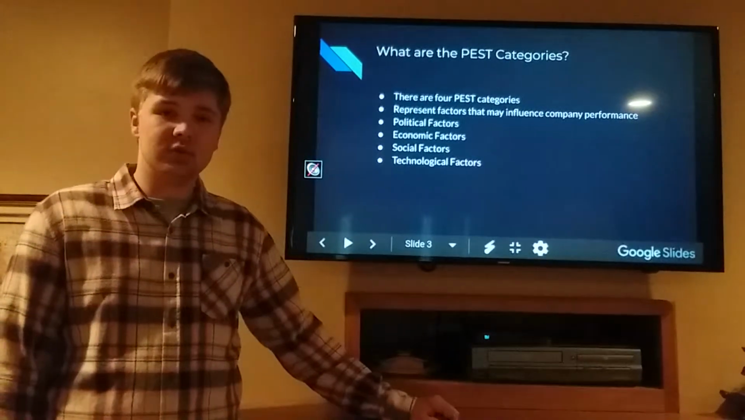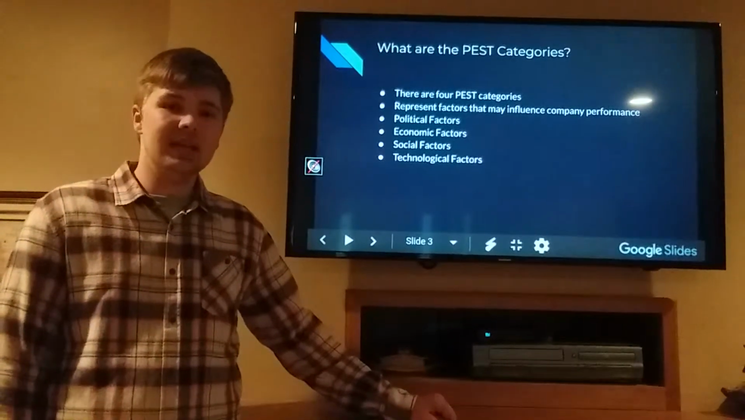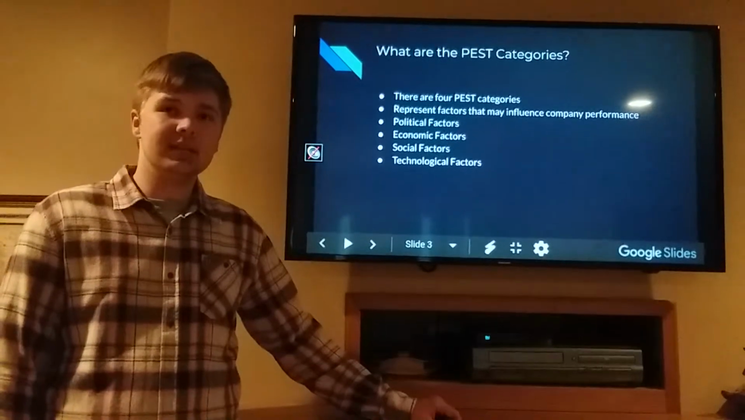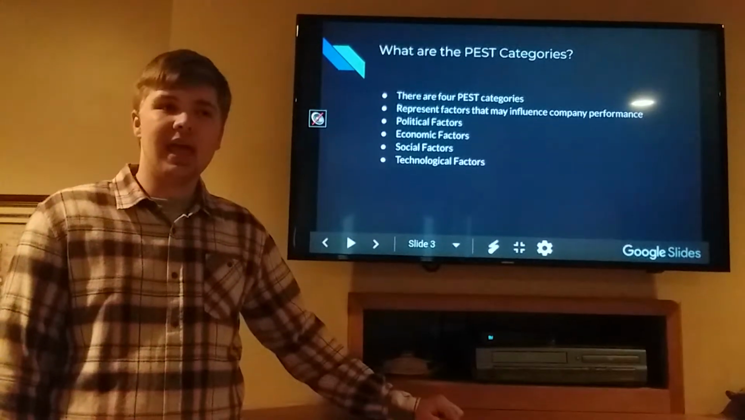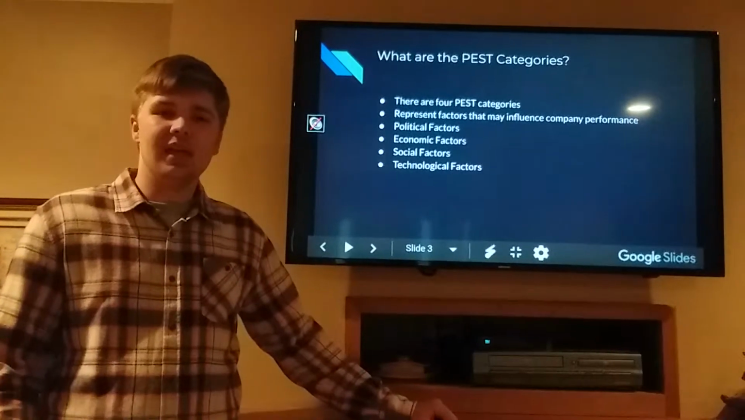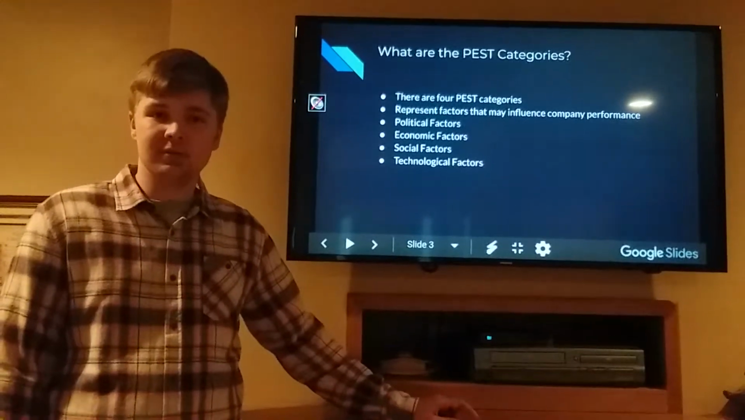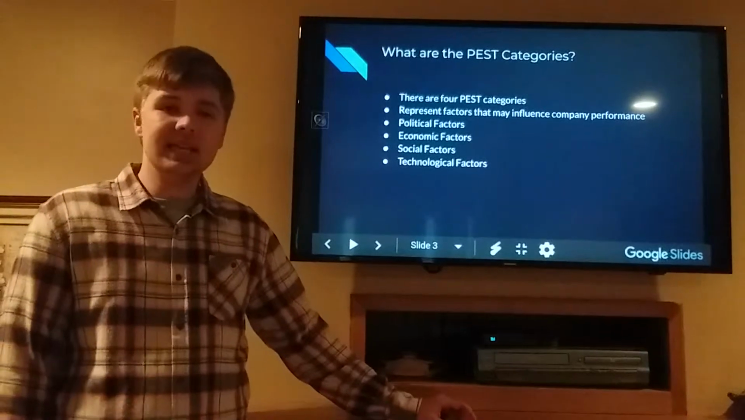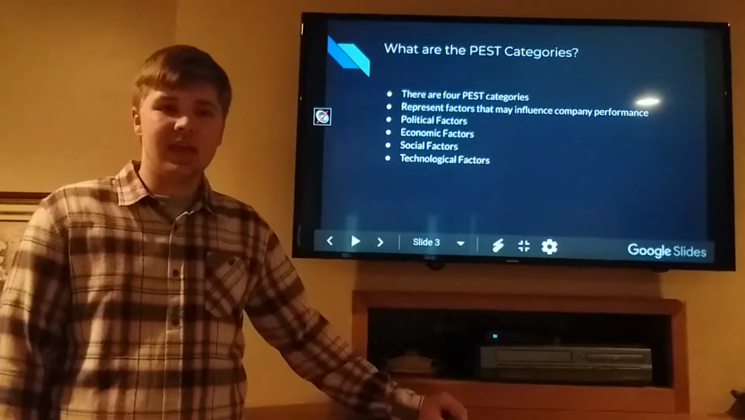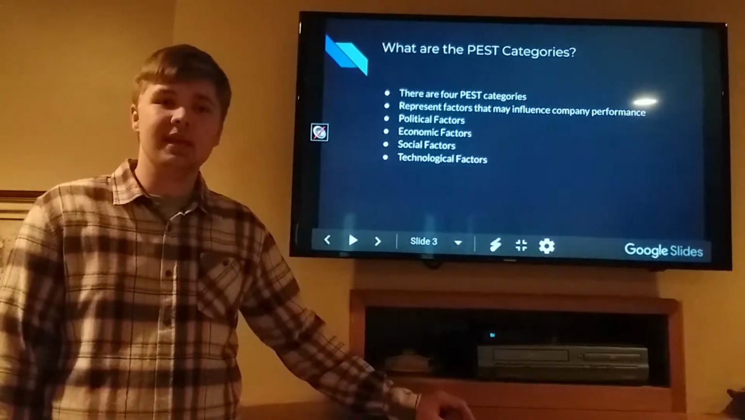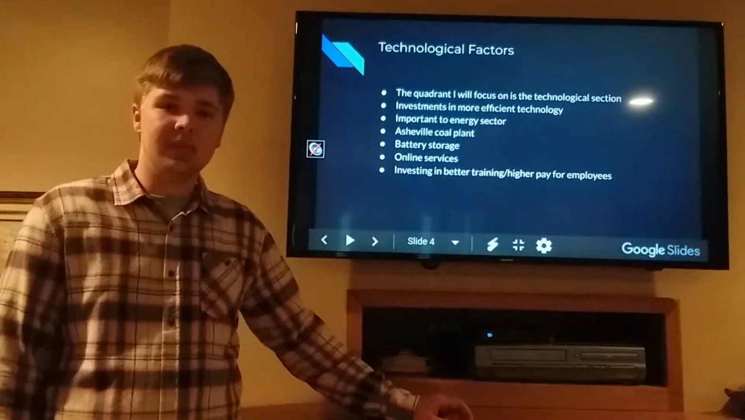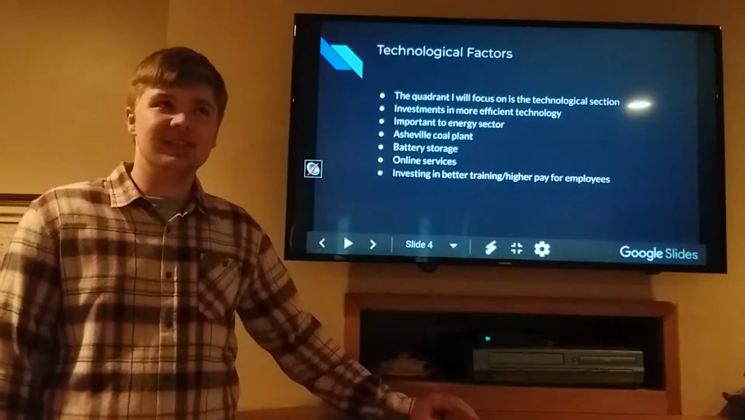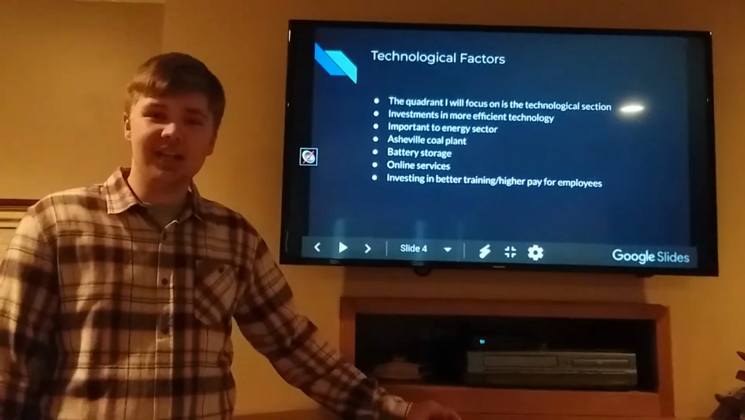The S section is for social factors, and that's anything from any organization or grassroots people that stand up and advocate for a certain cause. And the T section is the final section, and it's for technology, which could be anything from investing in workforce development and training to getting new technology.